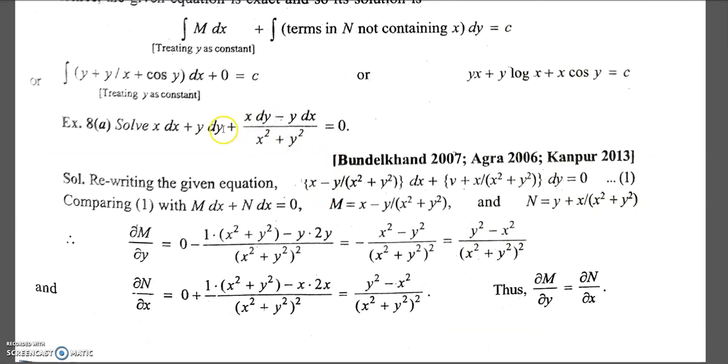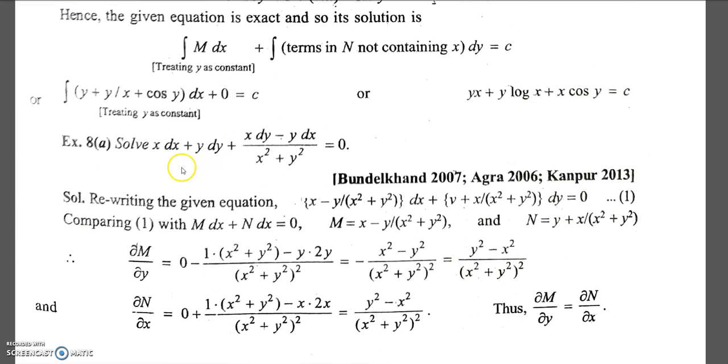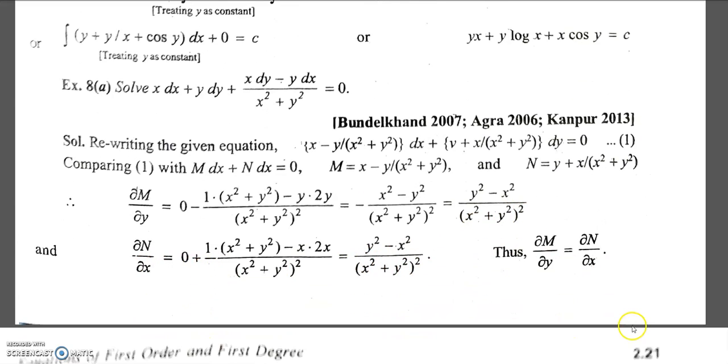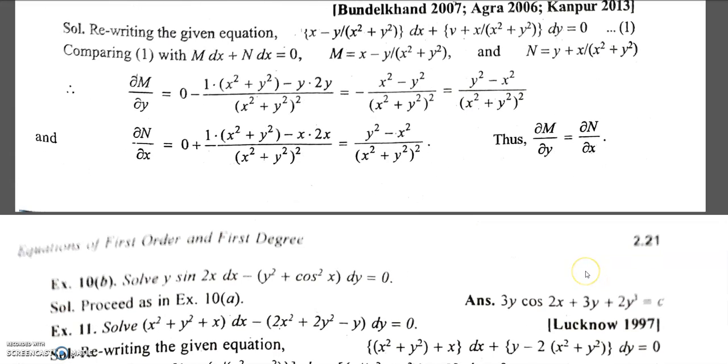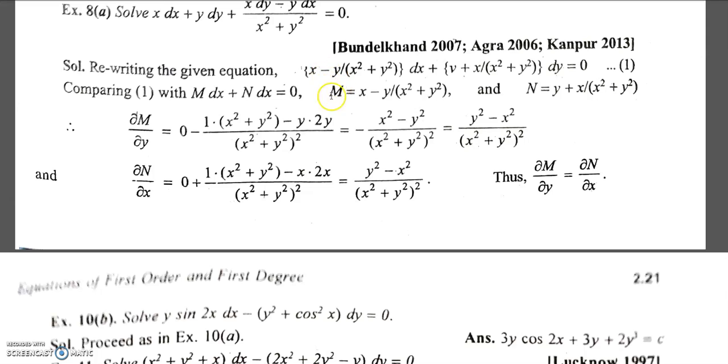Okay, so let me solve this problem. This is not directly in the form of M dx plus N dy, but we can make it like this after adjusting the terms. So this is our M, this is our N. Next you calculate ∂M/∂y, then ∂N/∂x, and you can see that both of these are same. Now you can solve it.